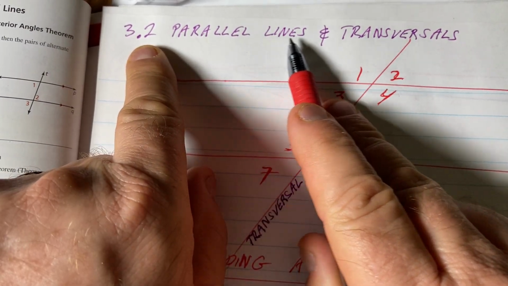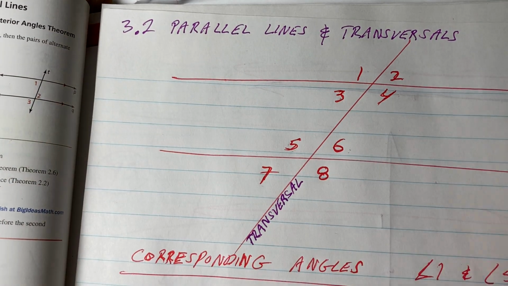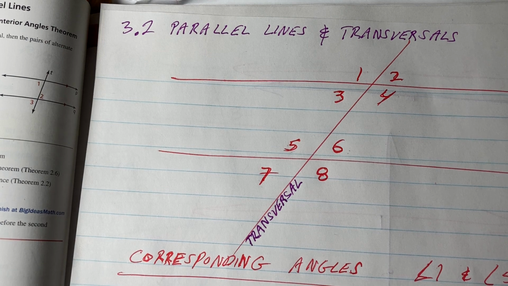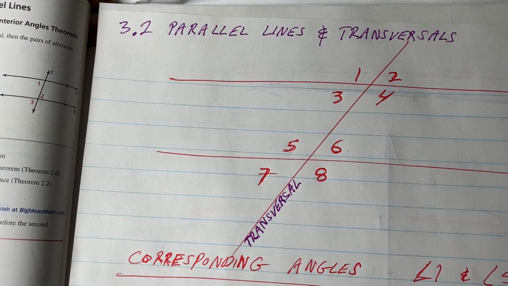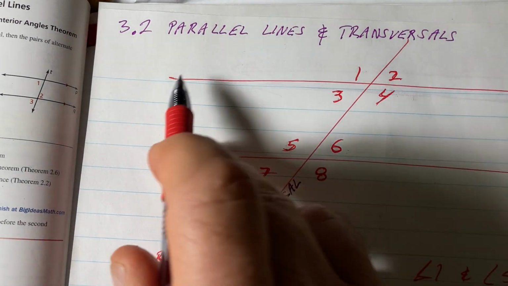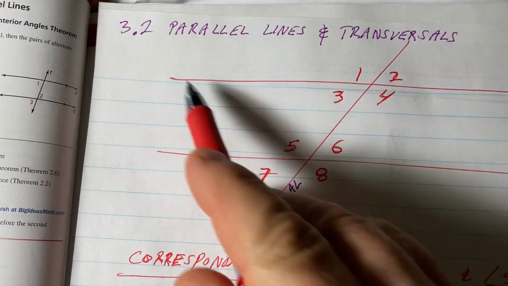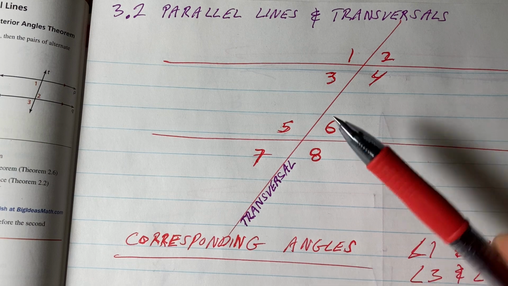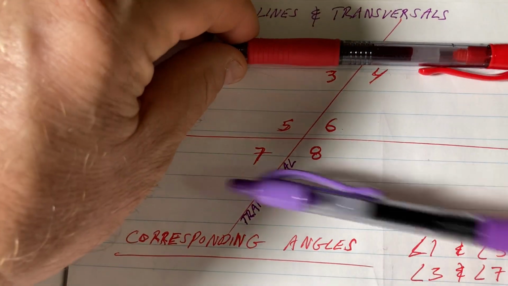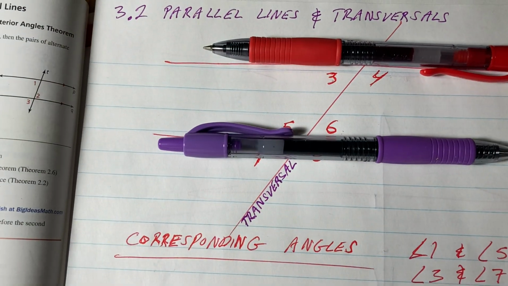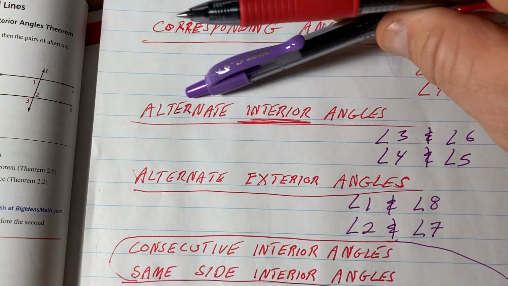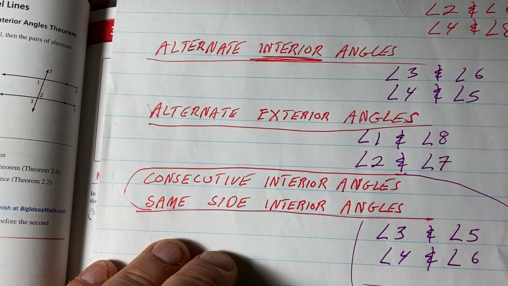3.2 parallel lines and transversals. This is very, very similar to what we just did on 3.1. Here's the difference. Before, we had two lines and a transversal. It didn't matter if those two lines were parallel or not parallel. You're still going to get corresponding angles, alternate interior, alternate exterior, and same side exterior.